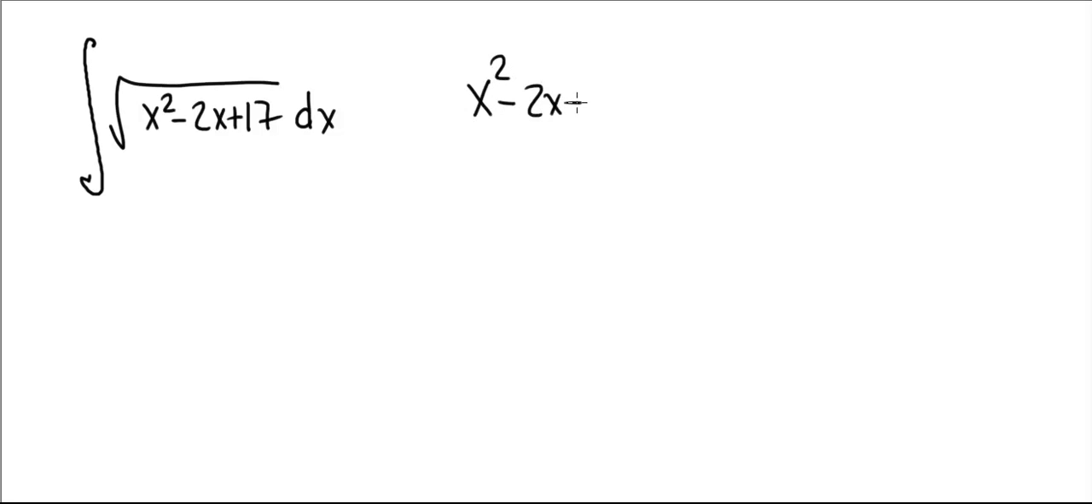We're going to evaluate the integral of the square root of x squared minus 2x plus 17. Now this integral will require trigonometric substitution, but first we have to complete the square. We're going to take x squared minus 2x plus 17 and complete the square.